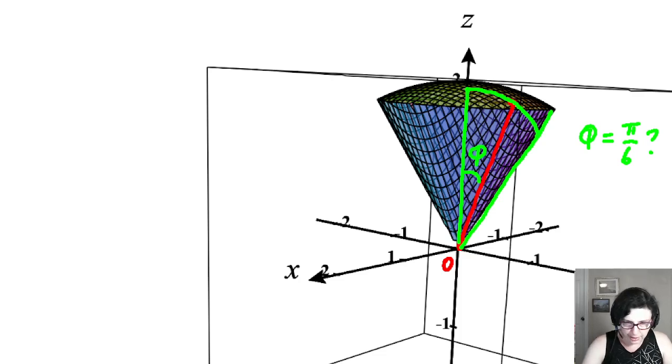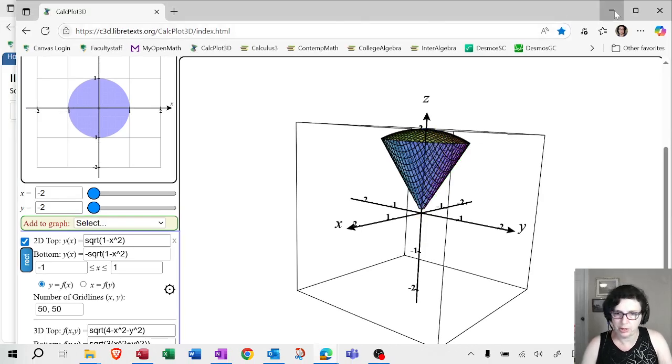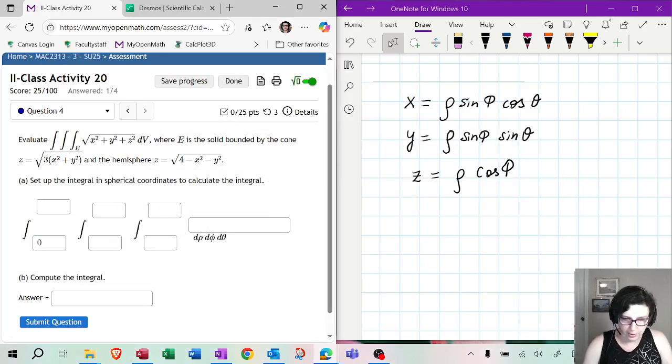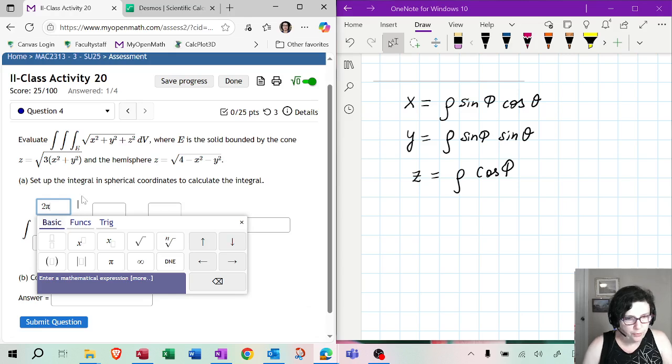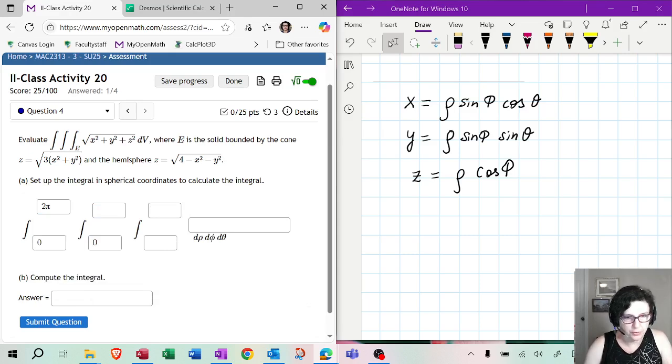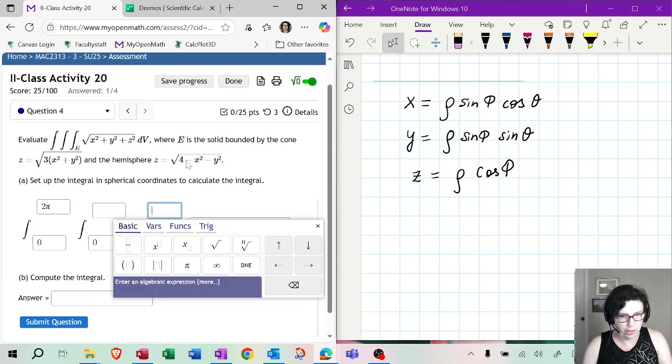And then theta is responsible for rotating around, so theta is just going to go from 0 to 2 pi. Let's set this up. For theta, it'll be 0 to 2 pi. For phi, it'll be 0 to pi over something. We'll figure that out in a second. And for rho, it's 0 to the radius of this thing, which is 2, because it's 4 minus x squared minus y squared equals z squared, which means x squared plus y squared equals 4. So the radius is 2.